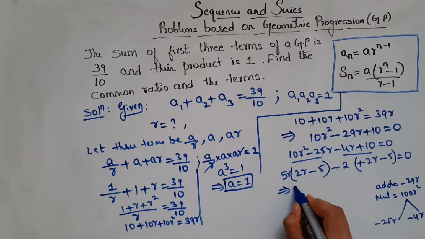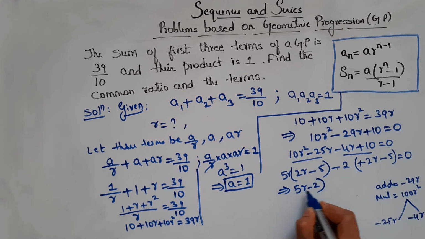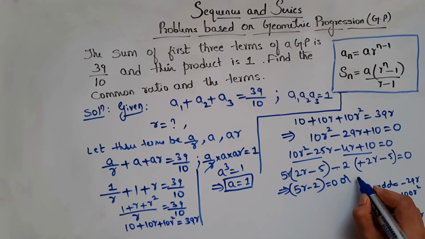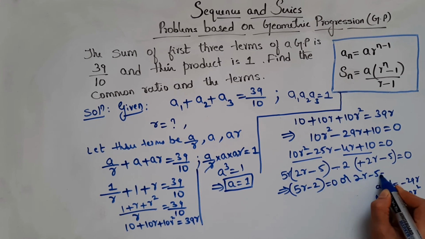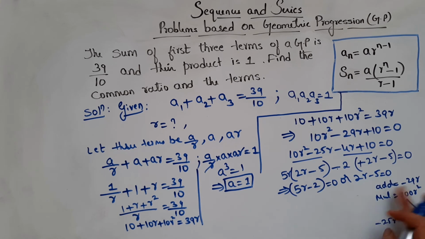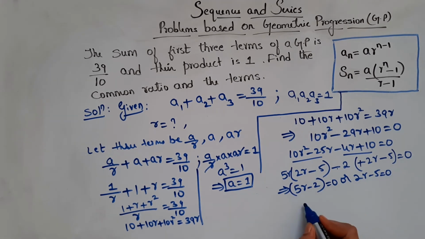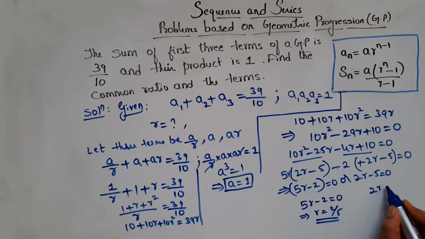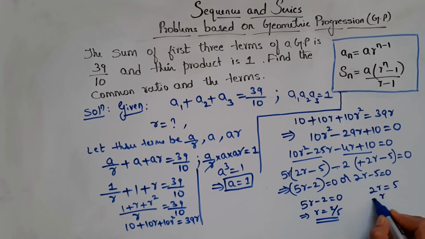So this implies (5r − 2)(2r − 5) = 0, so 5r − 2 = 0 or 2r − 5 = 0, right? So here 5r − 2 = 0, which implies r = 2/5, right? And in this case we have 2r = 5, which implies r = 5/2, right? Now we have two r values.